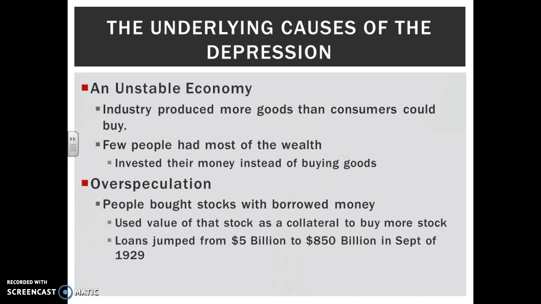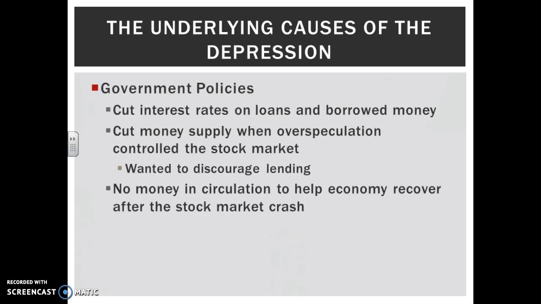So this is a major, major jump in the amount of loans that are given out, and people borrowing money and spending that money very carelessly. All right. Finally, the last thing is the government policies at this point. Pretty much the government, in order to help individuals loan money out, they cut interest rates because they wanted the people to borrow more money because they were able to pay it back.